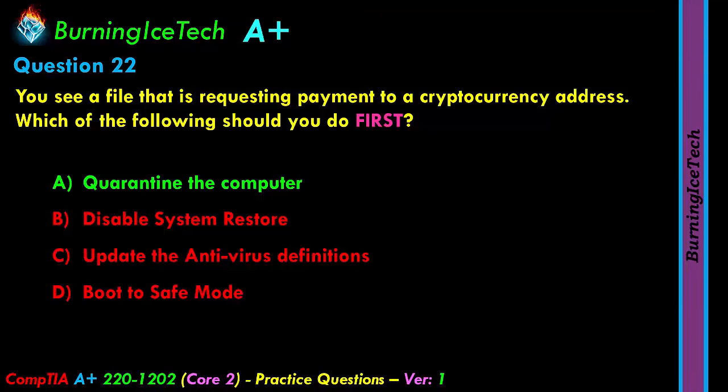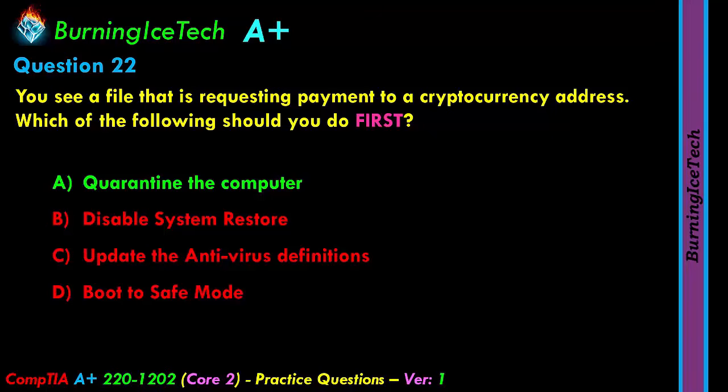So the first action you guys should take here is to quarantine the computer. Then you disable any and all forms of backup. Then you go and update all your security software. And then you go and scan with all your security software. And then hopefully, maybe if you're lucky, you can go and recover. If that fails, then you're going to have to go and use your backups to restore. So hopefully it's not too far gone.